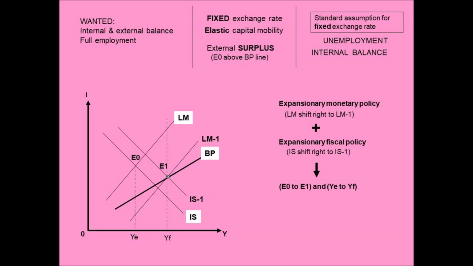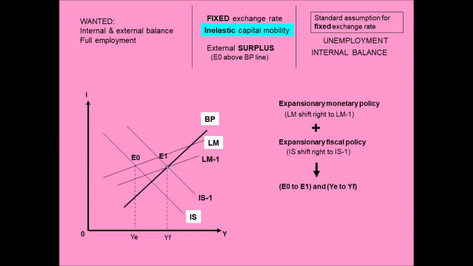So you need expansionary monetary policy, LM shift right, and expansionary fiscal policy. So E1 is the conclusion, E0 to E1, YE to YF. At E1, you see the LM, BP, and the YF level all meet. So you achieve what is wanted: internal balance, external balance, and full employment.